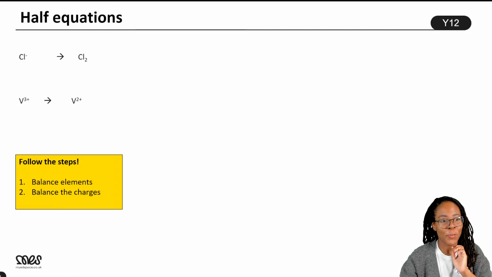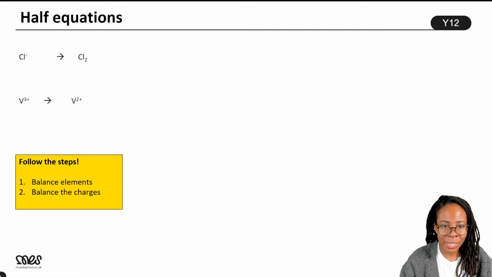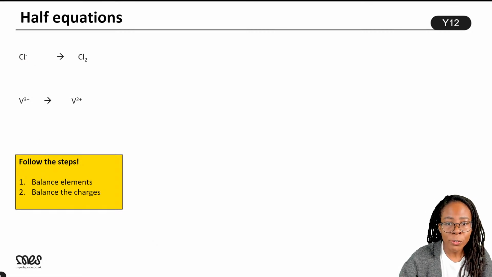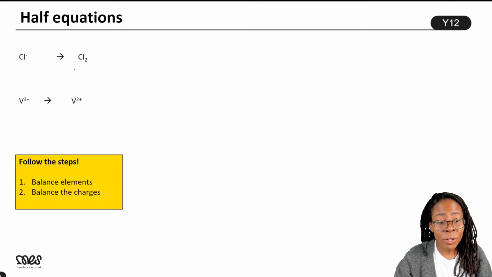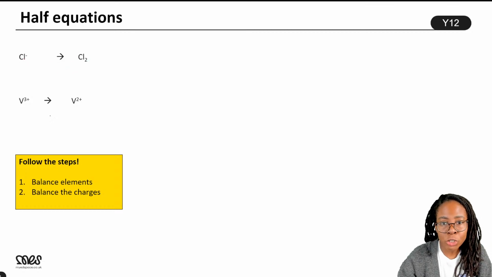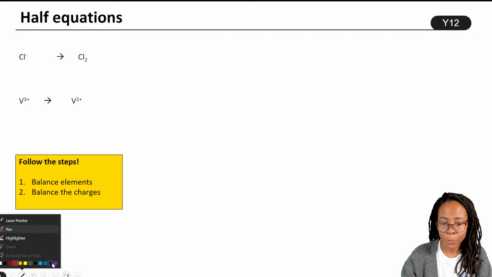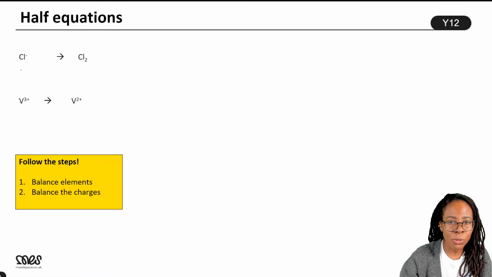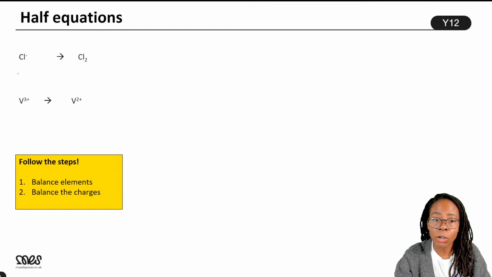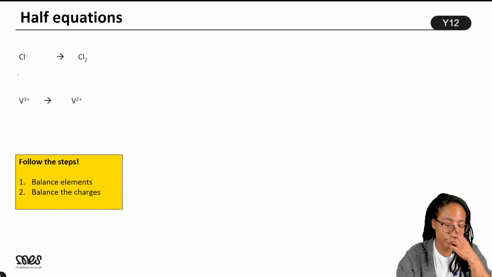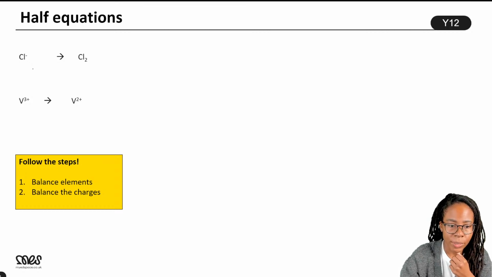Okay, so we can track this using half equations. If we've got Cl minus going to Cl2, before we've actually even written the half equation, we should be able to spot whether this change is oxidation or reduction based on the oxidation states, or oxidation numbers. So the Cl minus, what's the oxidation state of the chloride ion? Cl minus has got what oxidation state?